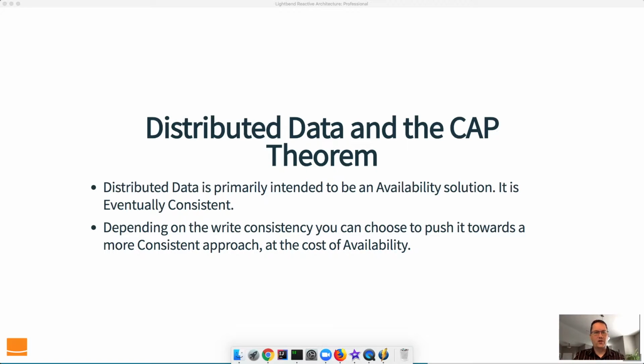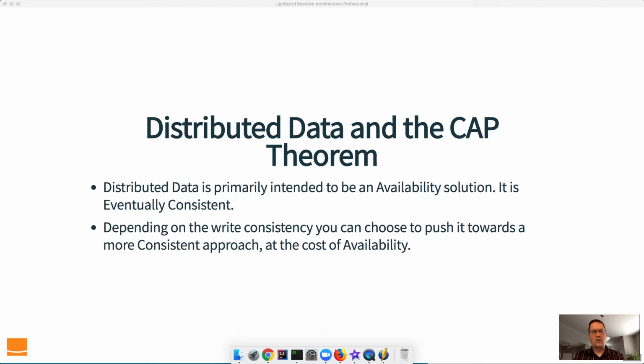So for example, you can say, I want my write consistency to be write majority, which basically means I want to write to a majority of my replicas before I consider this operation to be done. Now, when you do that, you're saying that if I have, say, 5 nodes in my cluster, I will write to 3 of those nodes. That makes it more consistent, because then when you read back, you can say, well, I want to read from at least 3 of the nodes, and then I can basically determine which one of those is the correct one. And that gives me a strongly consistent approach.